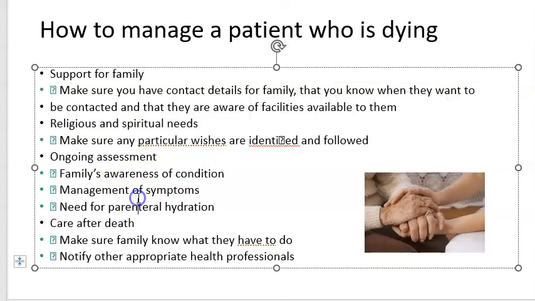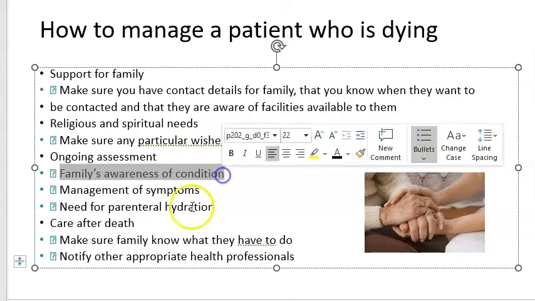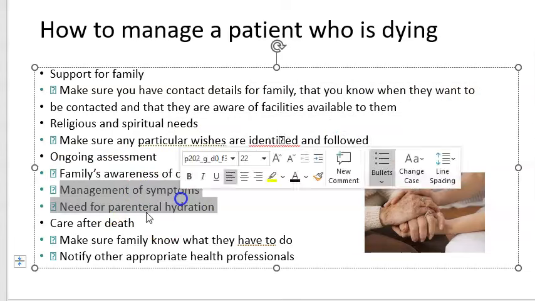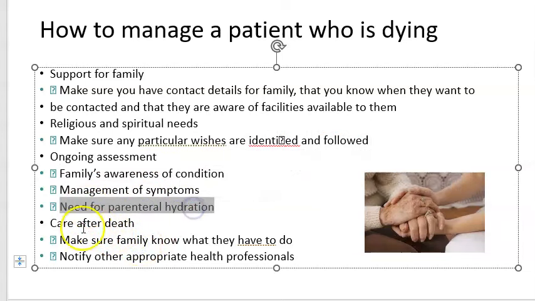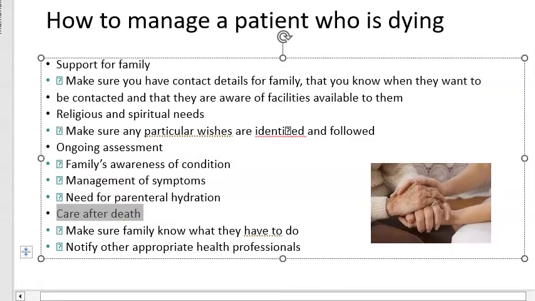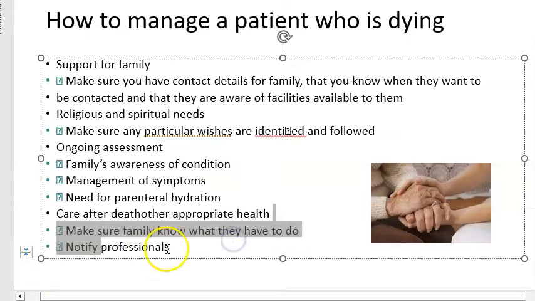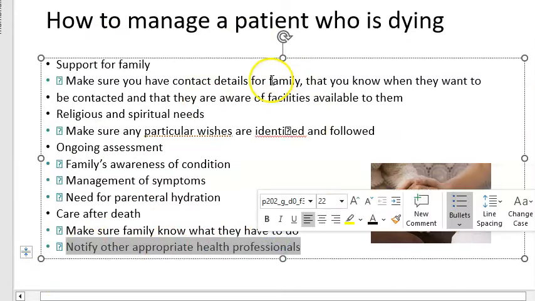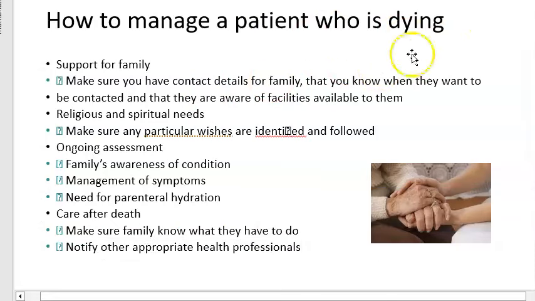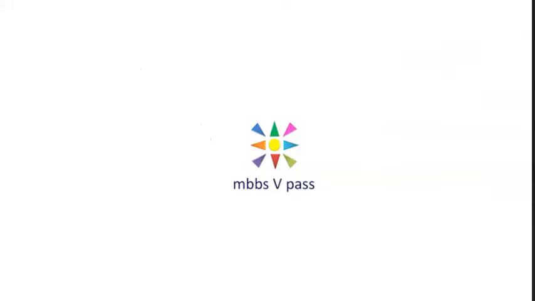Then ongoing assessment: the family's awareness of the condition, so you will keep updating on that. Management of symptoms, we already told you. Parenteral hydration if it is required. Then care after death. Now here comes what you will do after death. Make sure the family knows what they have to do. Then notify other appropriate health professionals. Who will the other appropriate health professionals be?